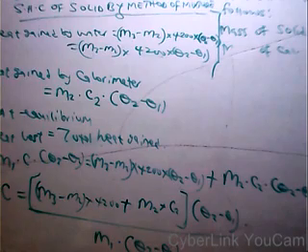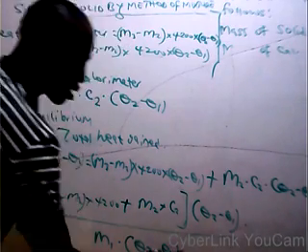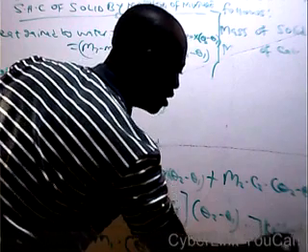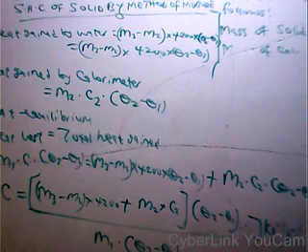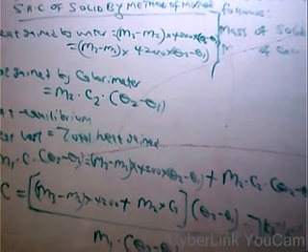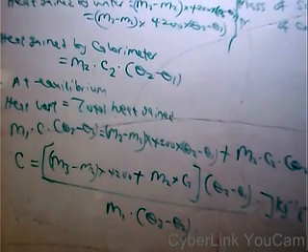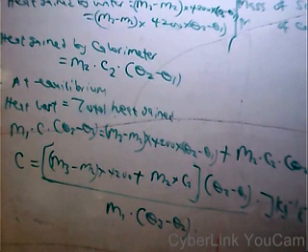So that is how we do it. The unit is going to be joule per kg per Kelvin. So that's how we determine the specific heat capacity of a solid by the method of mixture.